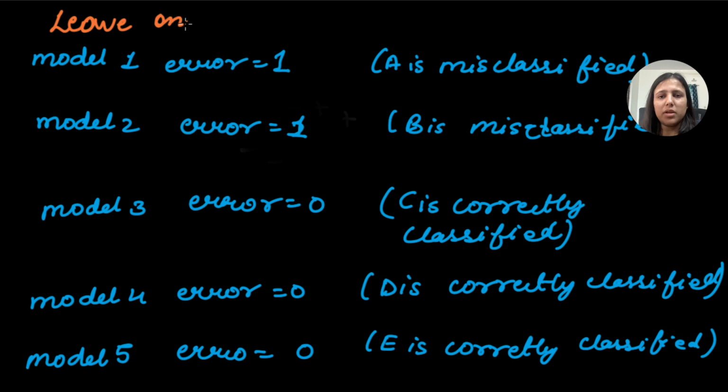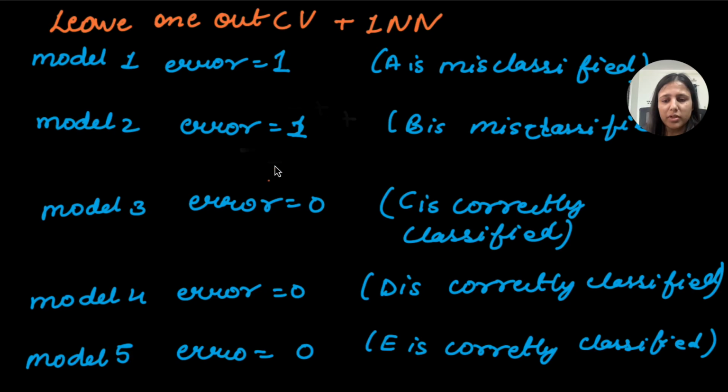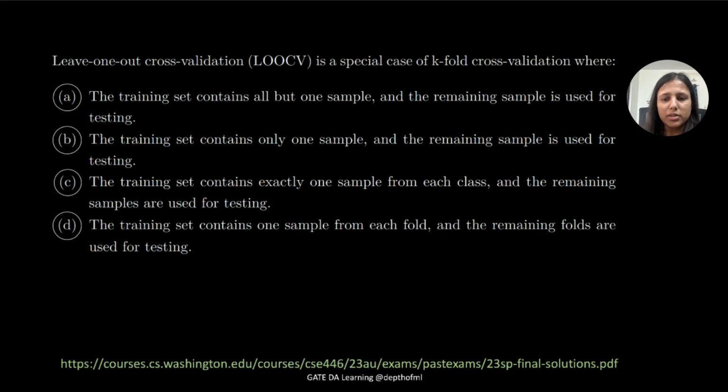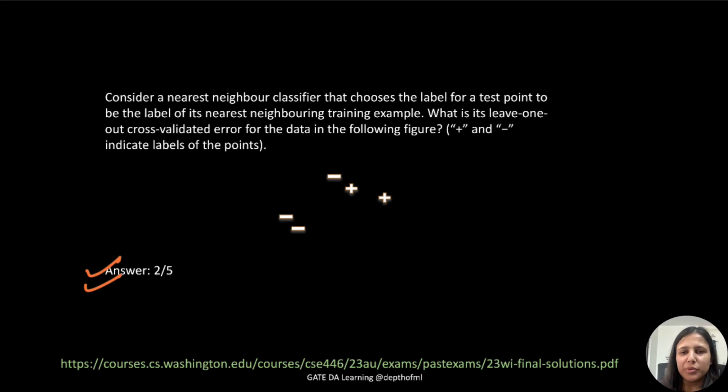Now it's CV plus 1NN, one nearest neighbor, right? So now we'll take the average. We talked about this previously. So the CV error is equal to 1 plus 1 plus 0 plus 0 plus 0, because we have 5 models, divided by 5. So this is equal to 2 by 5, right? So let's see what's the answer. So the answer is 2 by 5. On to the next question.